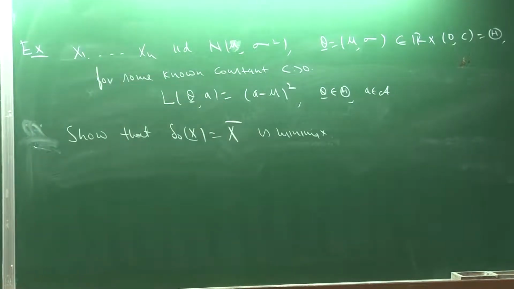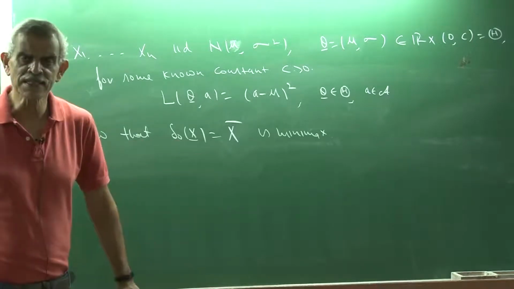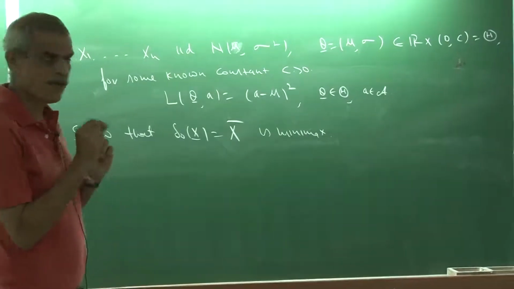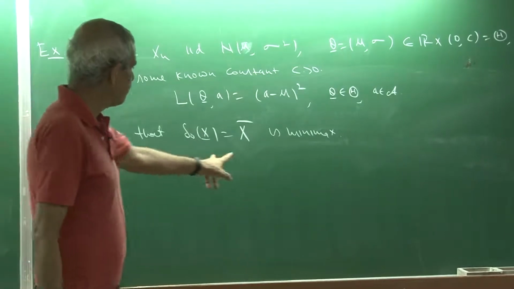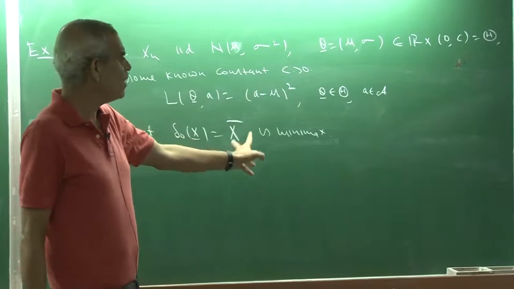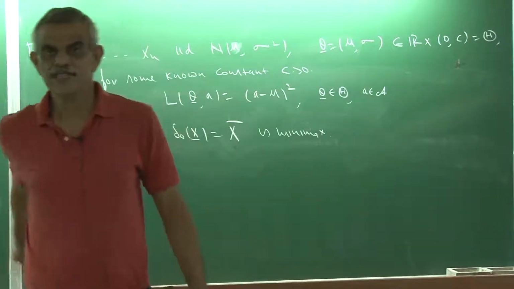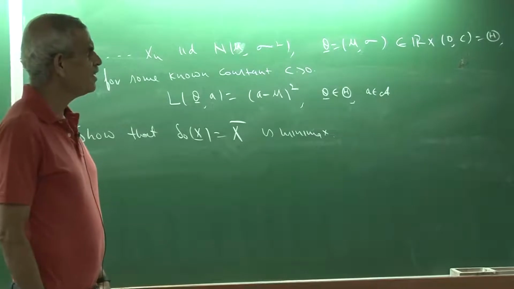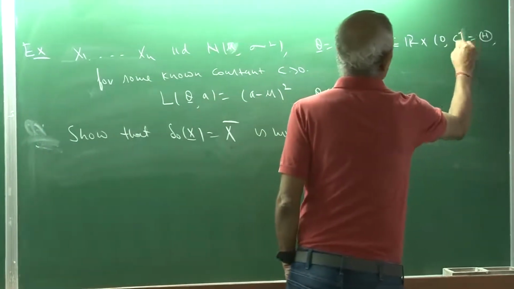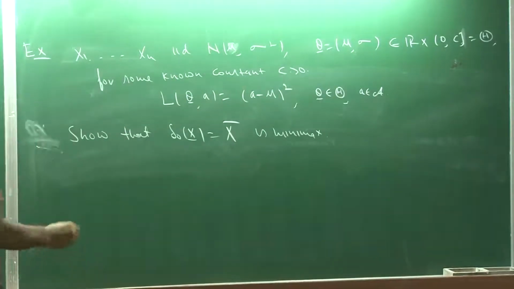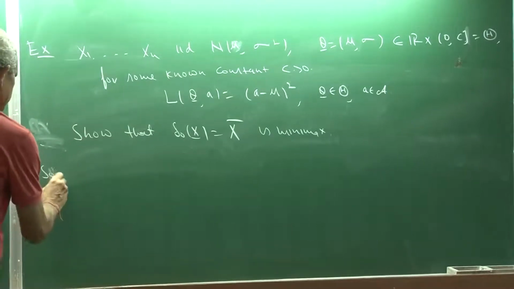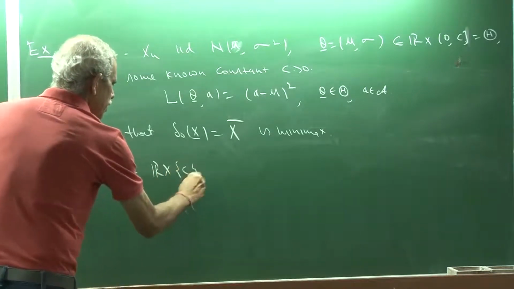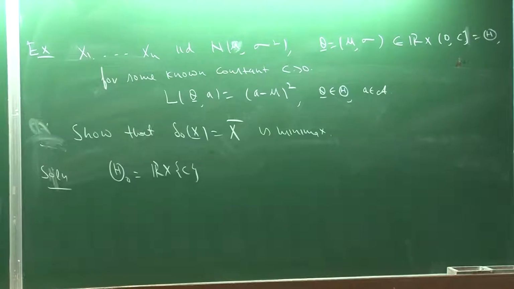So what do I need to show? I know that X bar is minimax when my sigma square is a fixed constant. So I try to fix my constant in such a way that its maximum risk over 0 to C becomes the constant risk. If I take the known variance to be C, so let me call this 0 to C. Open also, you consider, there is no problem. So I consider my theta naught to be R cross, and for sigma naught I assume only one value, which is C, right?